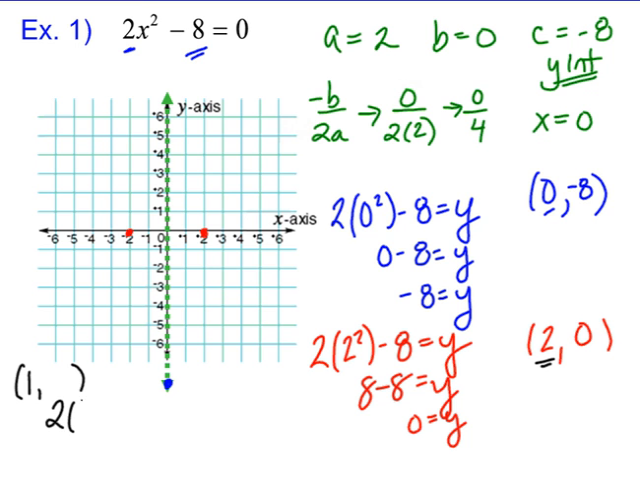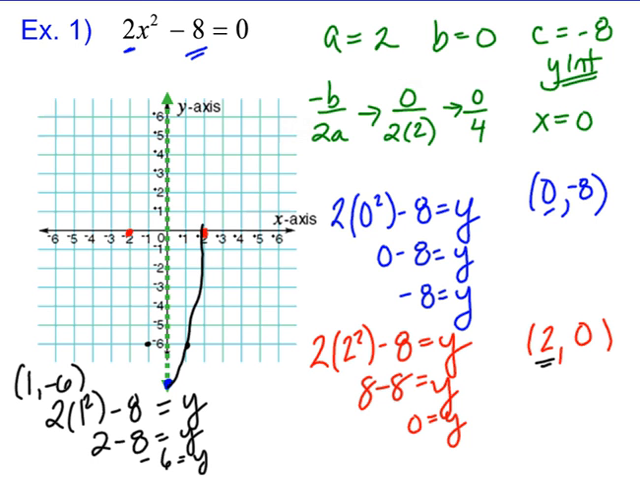So let's see, 2 times 1 squared minus 8 equals y. 1 squared is 1, 2 times 1 is 2, and 2 minus 8 is indeed negative 6. So there was that prediction I made that it was going to come in right here, 1 away on both sides. So we're going to graph that parabola. Boom. Like I said, I hope you guys graph better than I do. This freehand in the air isn't as easy as it looks.